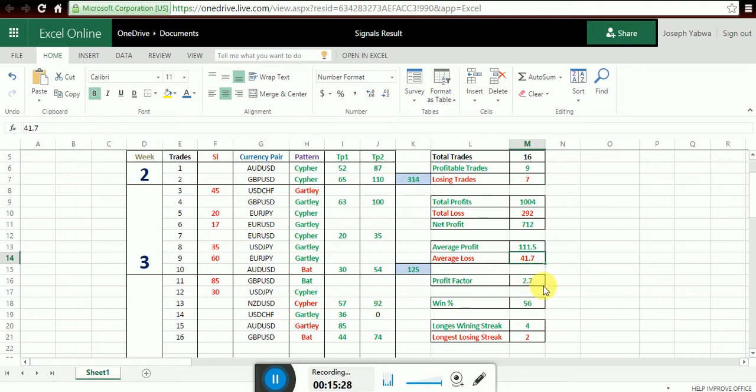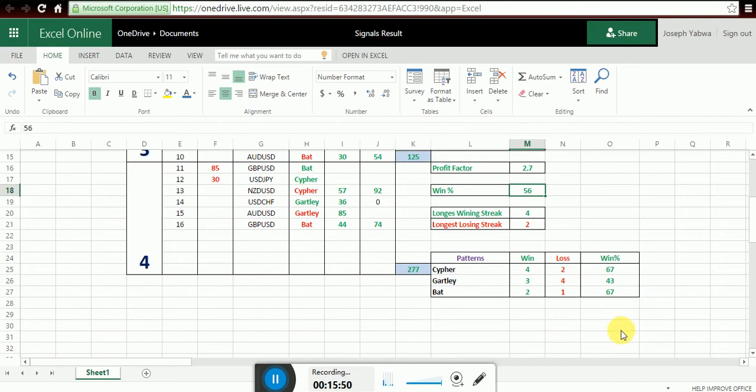So look at the profit factor, 2.7, and look at the winning percentage, 56. Trading just advanced patterns, I expect this winning percentage to go all the way to 60%. But in the meantime, we haven't got a lot of data to really judge on that. It's only 16 trades really. We had the longest winning streak of 4, and then we had a losing streak of just two trades in a row. So look at that.